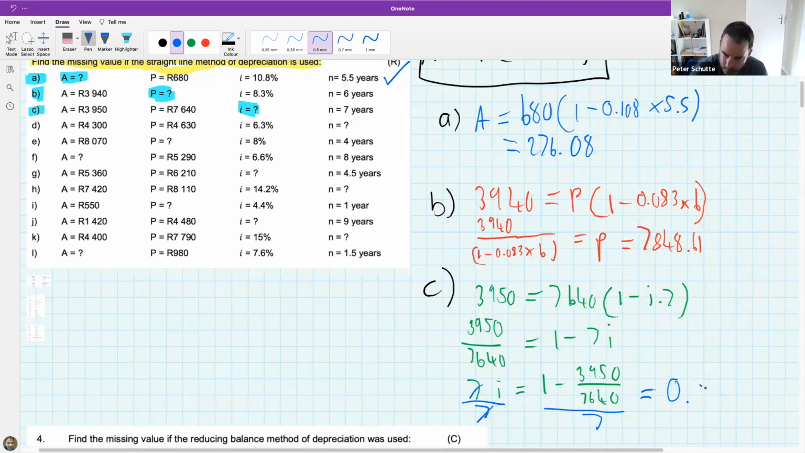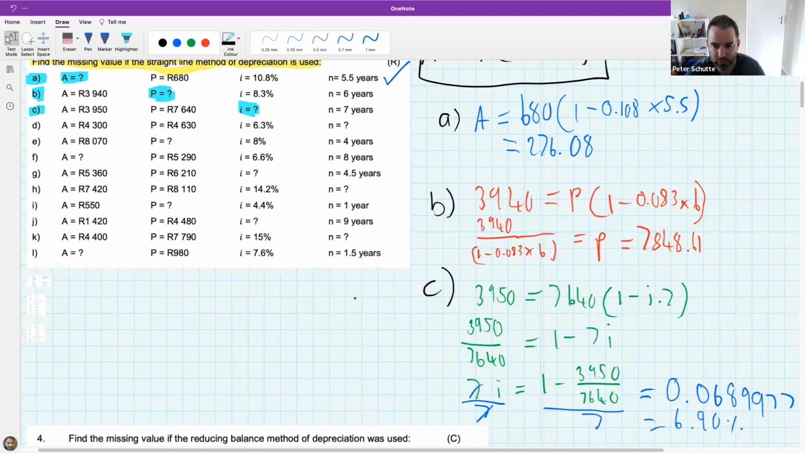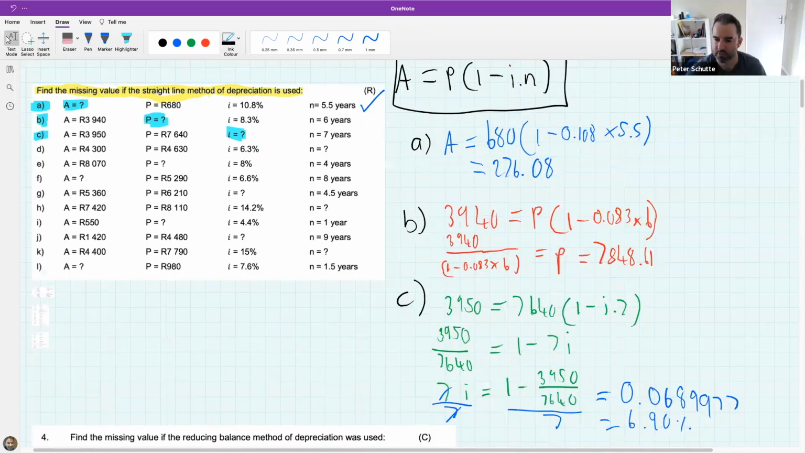Actually, this is going to round up to 6.90, because it's going to round up. So for C, we should get a depreciation rate of 6.9% per annum. It loses 6.9% of its value for every year that goes past.